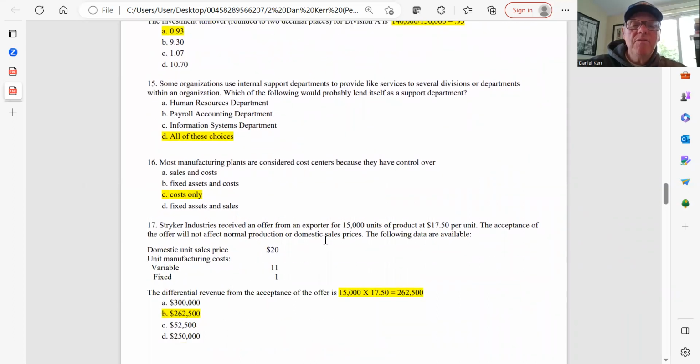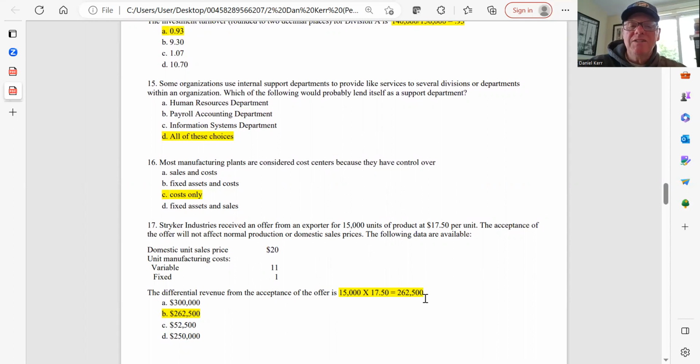Okay, so we're given some information here. Steiker received an offer from an exporter for 15,000 units at $17.50 per unit. Acceptance will not affect normal production. The following data are available: the differential revenue from the offer. Well, the differential revenue is 15,000 units multiplied by 17.50.